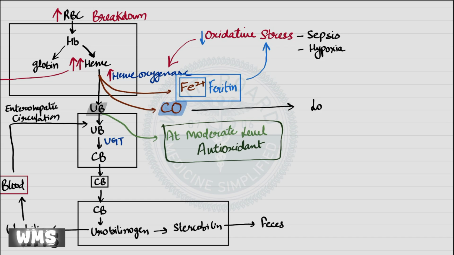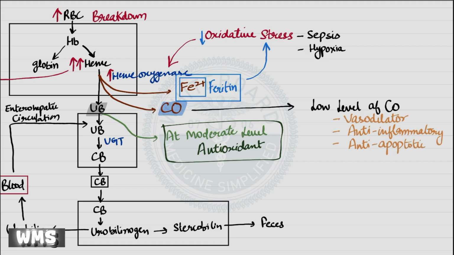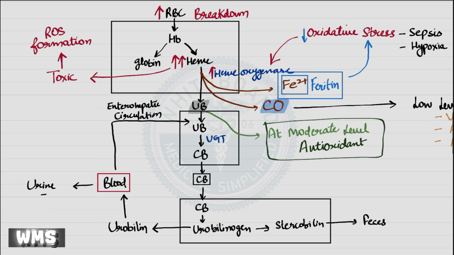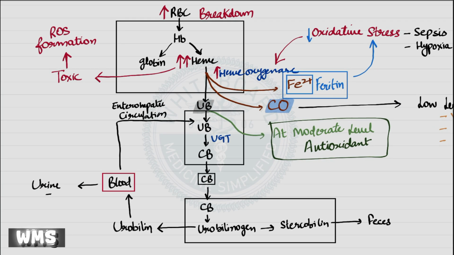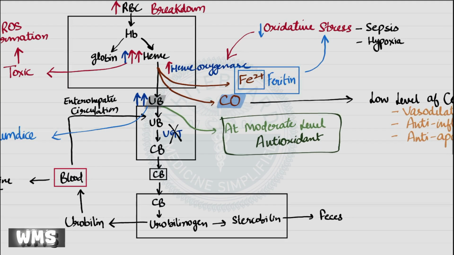Low levels of carbon monoxide, on the other hand, act as a vasodilator, anti-inflammatory, and anti-apoptotic agent. Important during sepsis, where blood flow and cell survival are crucial. However, in severe stress like septic shock, this protective mechanism can overshoot. Excessive heme breakdown leads to high bilirubin levels, overwhelming the liver and causing jaundice of sepsis due to increased level of unconjugated bilirubin in blood.